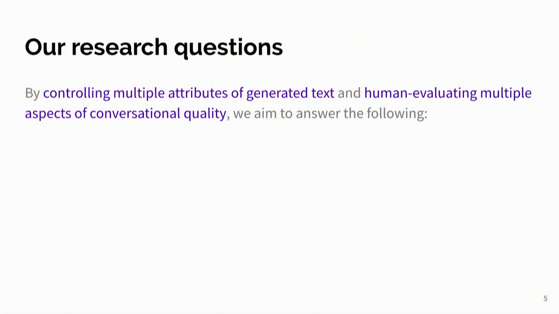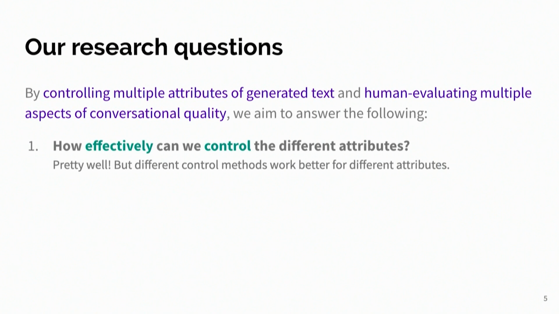The research questions of this paper are: we are going to try to control multiple attributes of the generated text. Remember I said that being able to control aspects of the generated text is important, so we're going to try to do that. And then we're going to use humans to evaluate aspects of the conversational quality. So we're trying to see what's the connection between controlling different aspects of the text and how humans perceive the quality of the conversation. Our first research question is, how effectively can we even control these attributes in the first place? As a preview of the answer, we find that we can actually do that pretty well, at least for the attributes that we try to control. But we did find that different methods work better for different attributes.